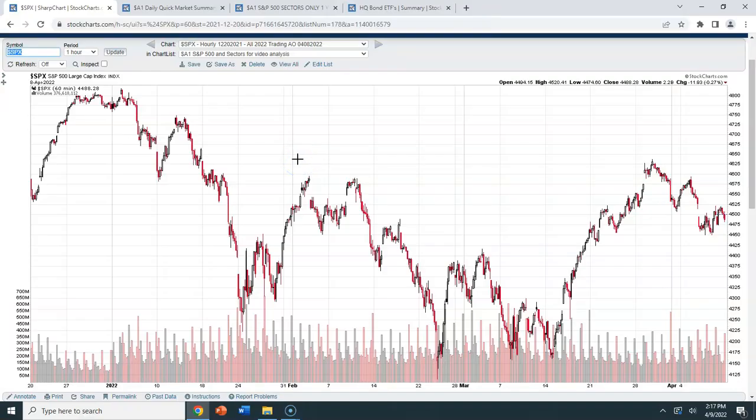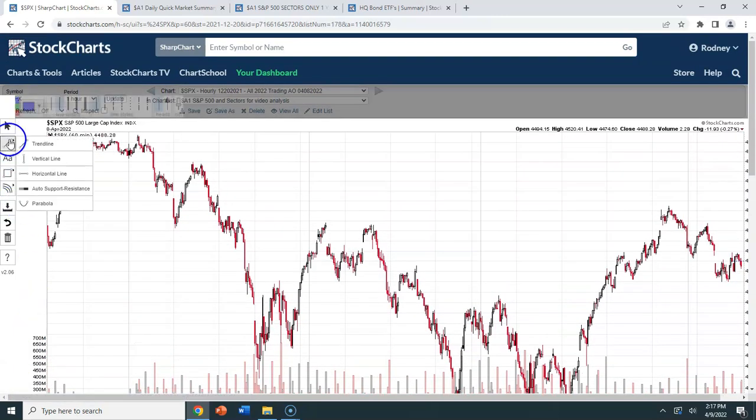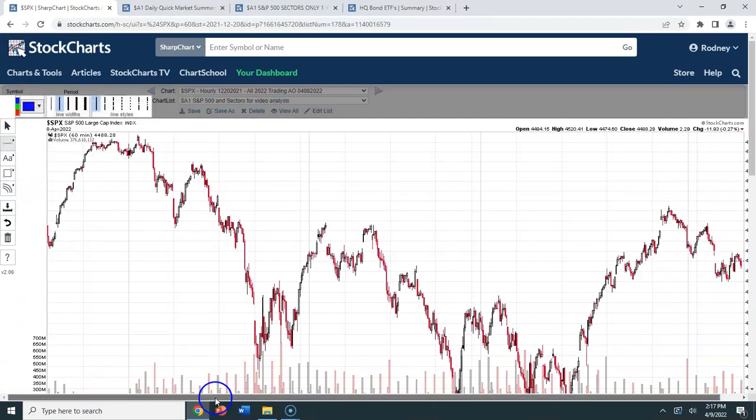The chart we're looking at is an hourly candlestick chart of the S&P 500 that goes back to December 20th of 2021. The reason I wanted to use this chart, guys, is I wanted you to see literally every hour of trading that has happened so far for calendar year 2022. All right, so this is the chart we're going to be working off of. You can see it's a naked chart. I have no annotations. Let's open up the annotations tool and see what we can find.